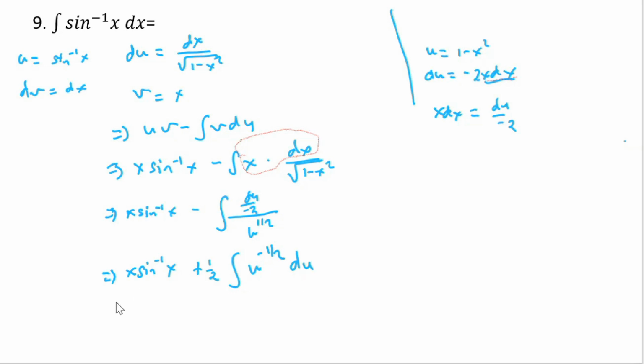Now, on the second term, we apply the power rule. So therefore, x arc sine of x plus 1 half times, that is now u raised to negative 1 half plus 1, that is now u raised to 1 half over 1 half, or I will take the reciprocal of 1 half, which is now 2 over 1, plus a constant. So finally, we have now the answer of x arc sine of x plus 1 half times 2 is just equal to 1, and u raised to 1 half, I can just write now as the square root of u, but u now is 1 minus x squared, so plus a constant.